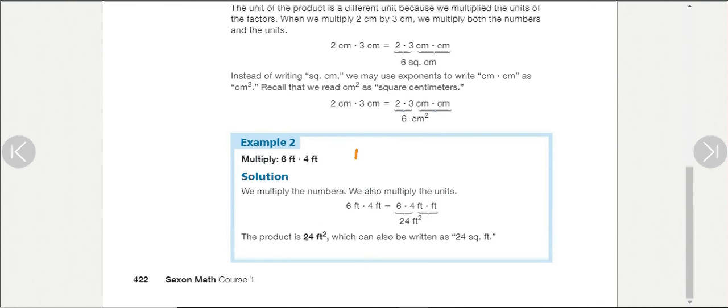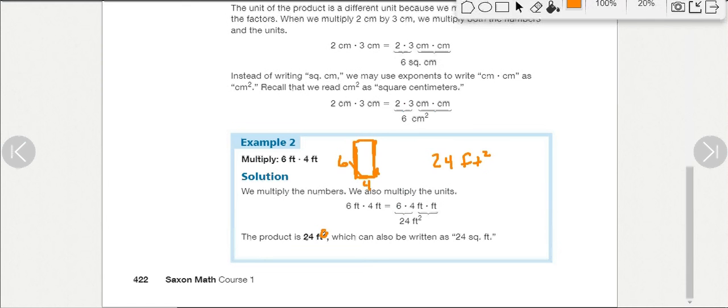6 feet, if you want to picture it as like a rectangle, times 4 feet. Sorry about that. 6 feet times 4 feet. You can picture it this way if you'd like. And remember, area, multiply these, you get a square label. 6 times 4 is 24 square feet. Cool? Sorry if I'm going a little slow. Thanks for hanging with me.